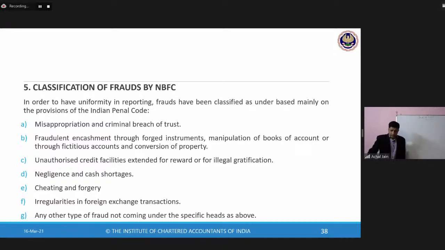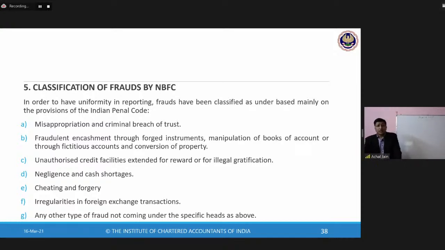So what is the first type? Wherein there is misappropriation and criminal breach of trust. Second, fraudulent encashment through forged instruments, manipulation of books of accounts, or through fictitious assets and conversion of property. Unauthorized credit facilities extended for reward or for illegal gratification. Negligence and cash shortages. Cheating and forgery. Irregularities in foreign exchange transactions.